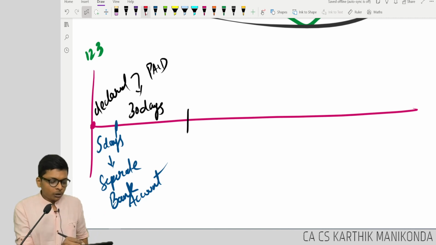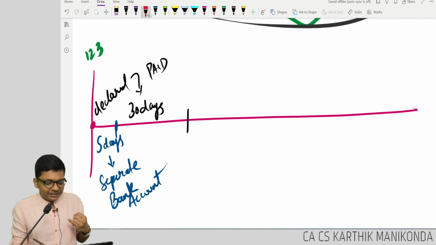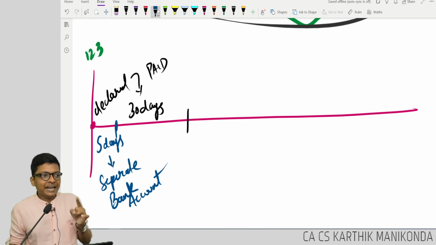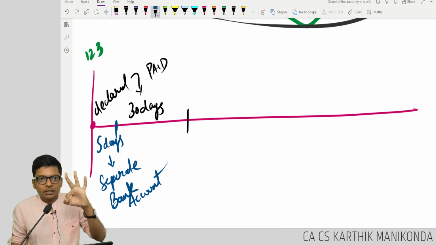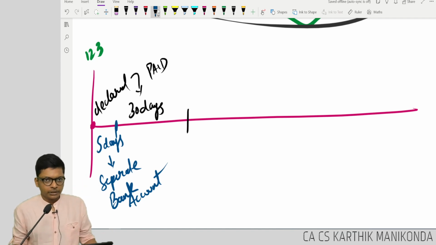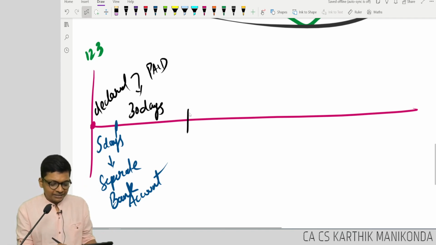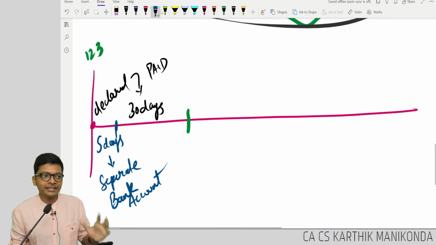So, what to remember for the exam, sir? Once dividend is declared, it has to be transferred to a separate bank account within 5 days, and paid within 30 days. So, declared and paid within 30 days. This 30 days includes the 5 days. Okay. Now, once dividend is declared, it should be paid within 30 days.